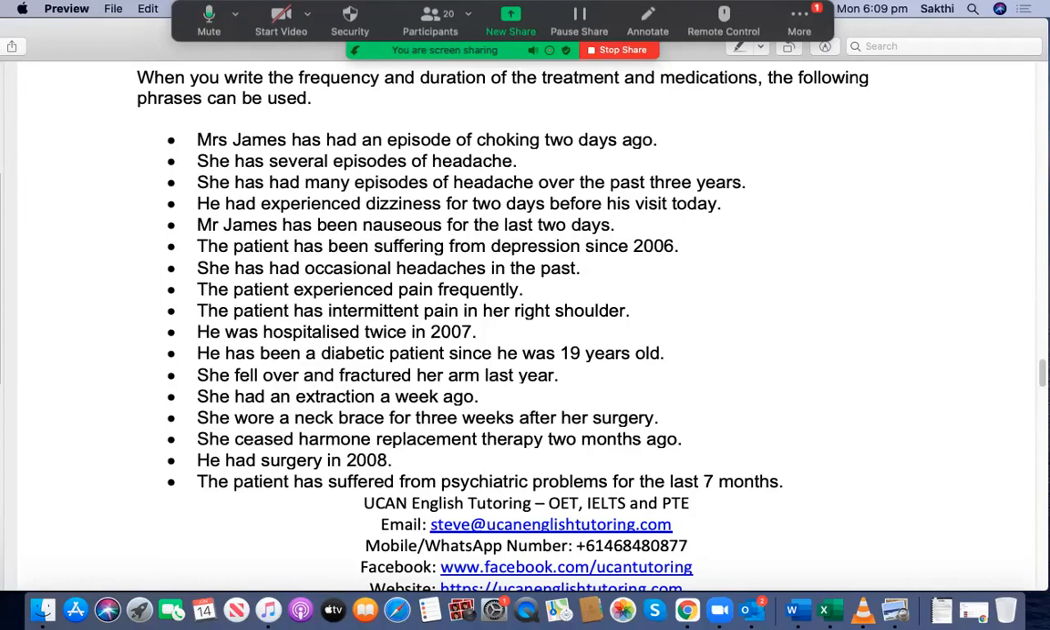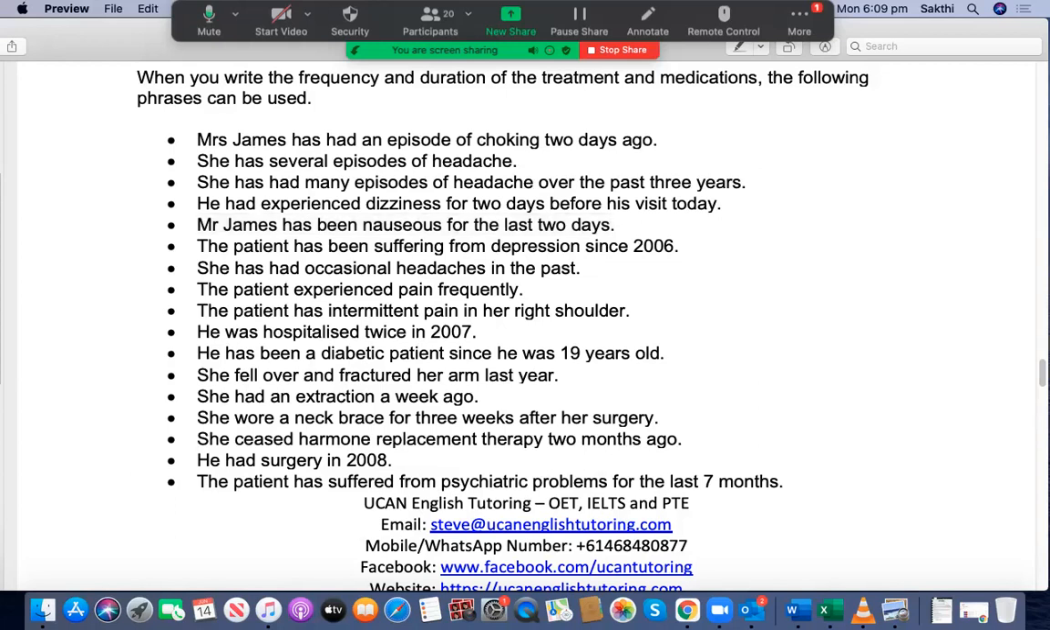If you write it down, look at the one above. Mr. James has been nauseous for the last 2 days. Don't say since 2 days, or since the last 2 days. That's wrong. That is one of the major mistakes many students commit. So I'm warning you to prevent those mistakes in your letter, please. Write an impressive letter that can fetch you more than what you are aiming at.